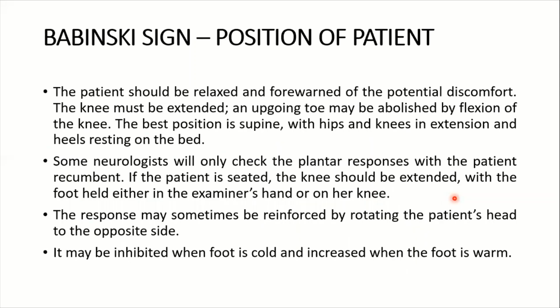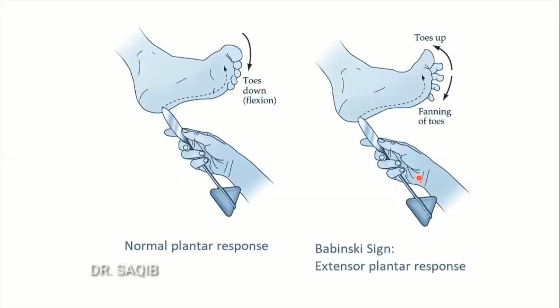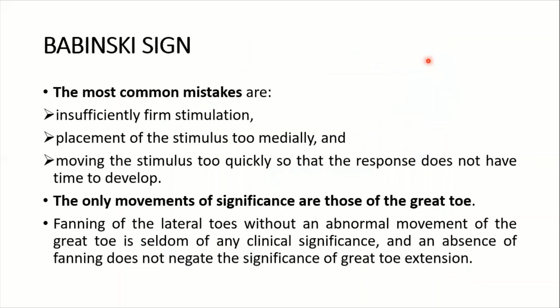The most important movement of this Babinski sign is that of the great toe, which is dorsiflexion. Fanning of the lateral toes without an abnormal movement of the great toe is seldom of any clinical significance, and an absence of fanning does not negate the significance of great toe extension.